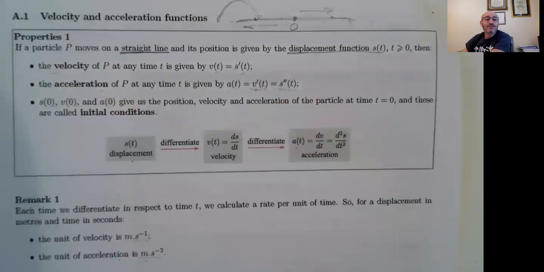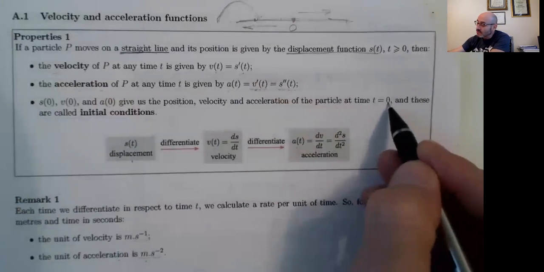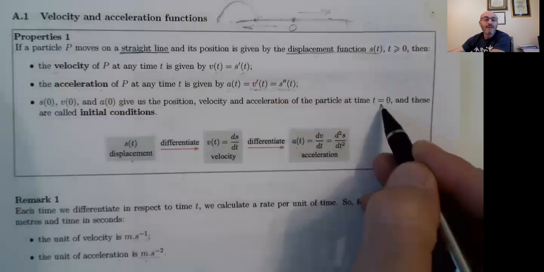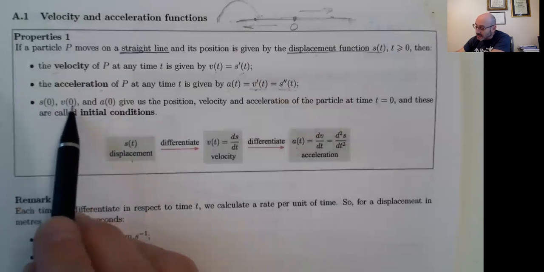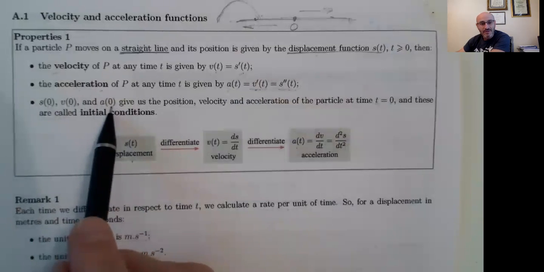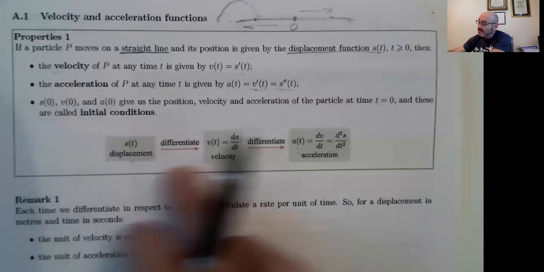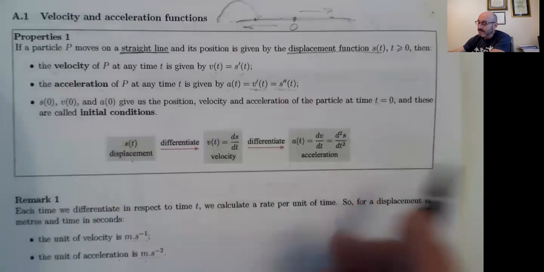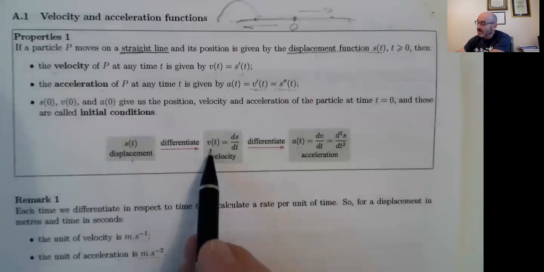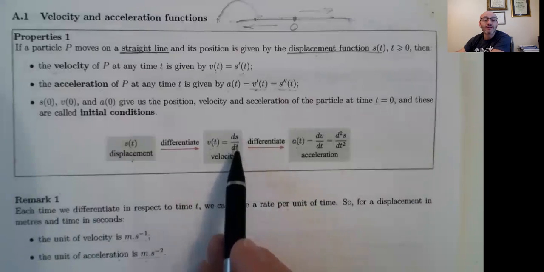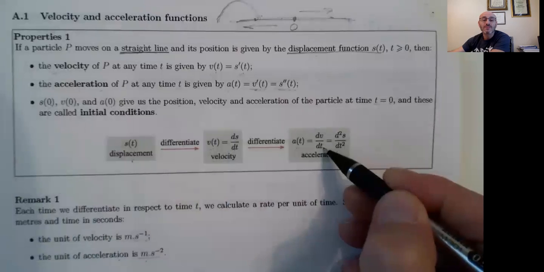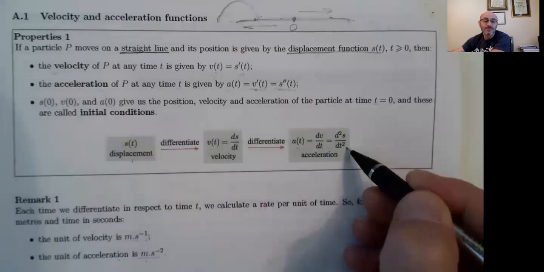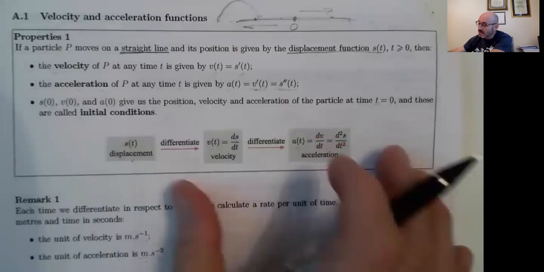Now, initial condition. The initial condition is when the time is equal to 0. When the time is equal to 0, then we have S of 0, the initial position, the initial velocity, and the initial acceleration, okay? And this is the relation between all of them. If I have the displacement and I need the velocity, then I need to differentiate S with respect to t. If I need the acceleration, then I need to differentiate the velocity, which means the second derivative of the position, okay? That's what is important to us.